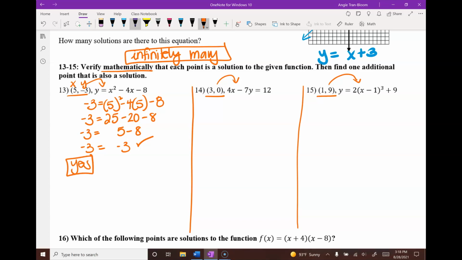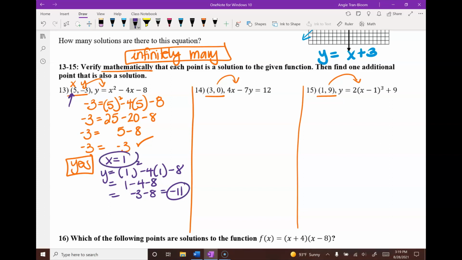Now you have to come up with one on your own. So, guys, to come up with one on your own, you can pick an x value, anything you want except 5. So I'm going to pick 1, okay? So y equals 1 squared minus 4 times 1 minus 8. So 1 squared is 1, minus 4, minus 8. And that's going to be -3 minus 8, which is going to be -11. So my one other answer is this.